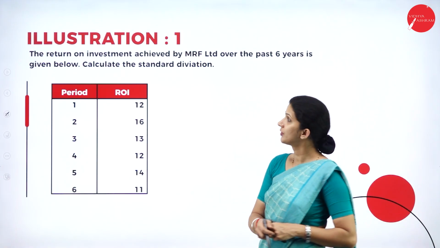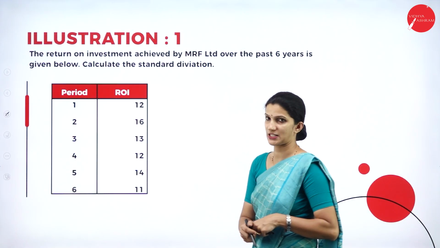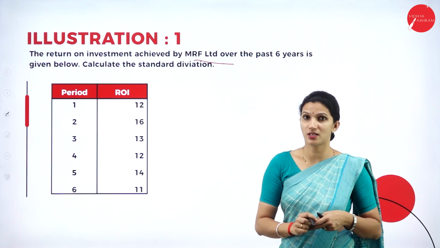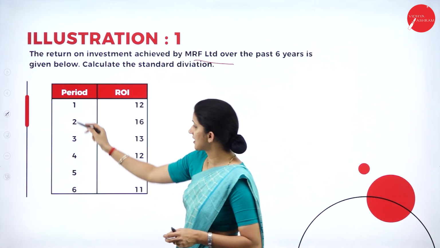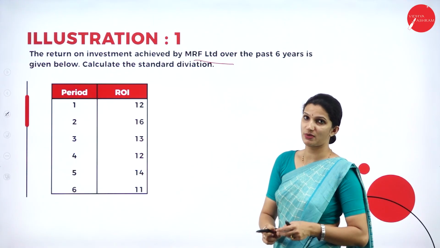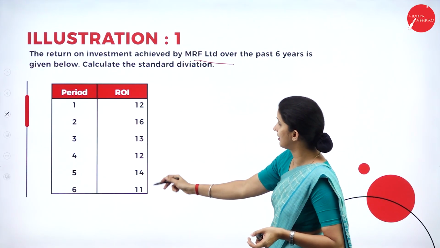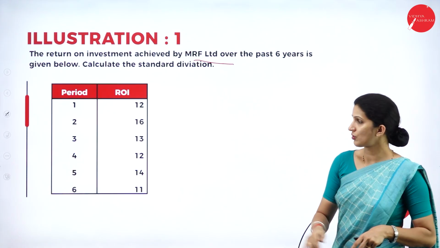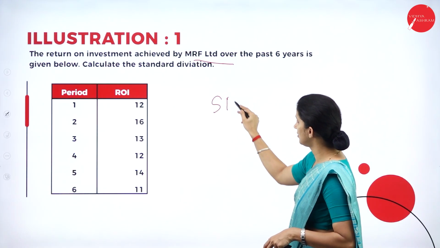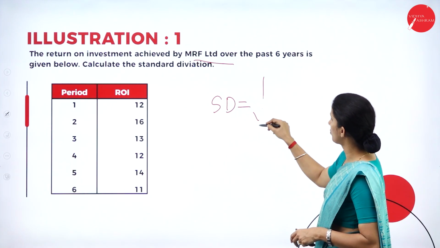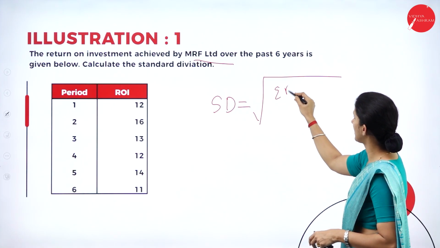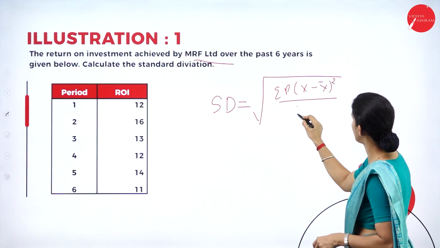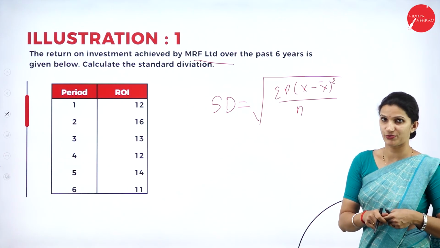So first problem: the return on investment achieved by MRF Limited over the past 6 years is given below. So for the 6 years, the ROI is given. We need to calculate the standard deviation. So here your standard deviation formula is root of sigma p into x minus x bar whole square divided by n. So this is the formula that we have.